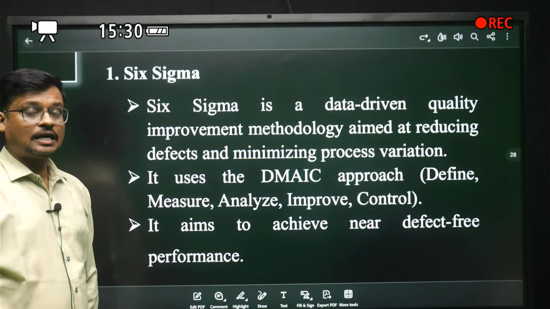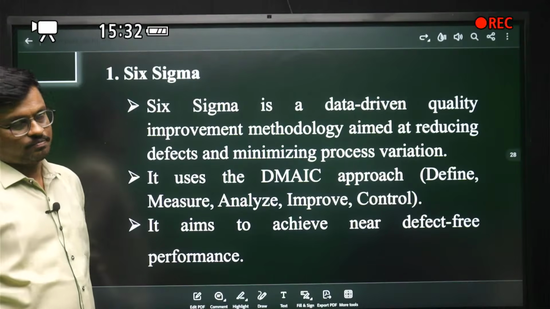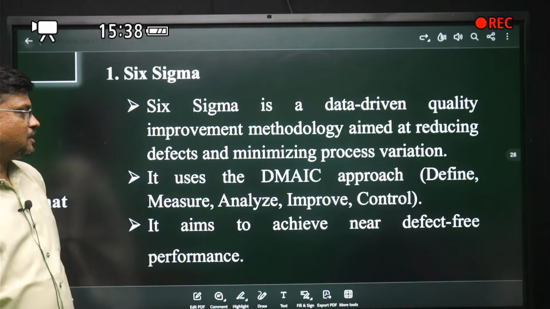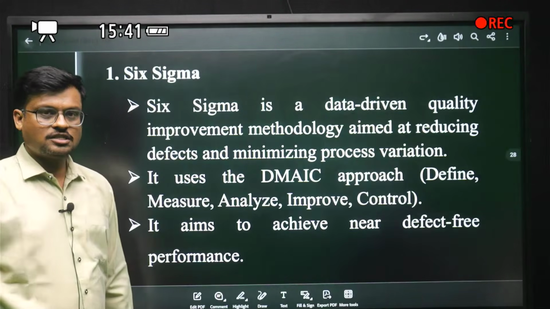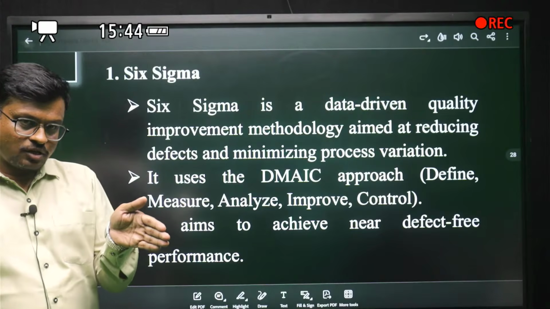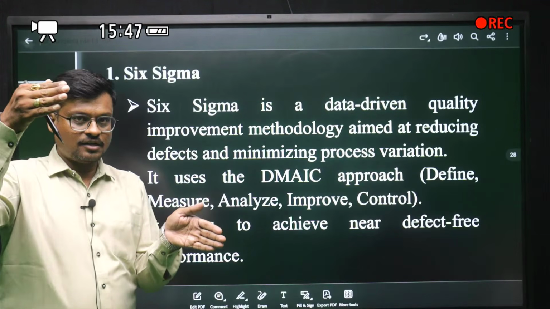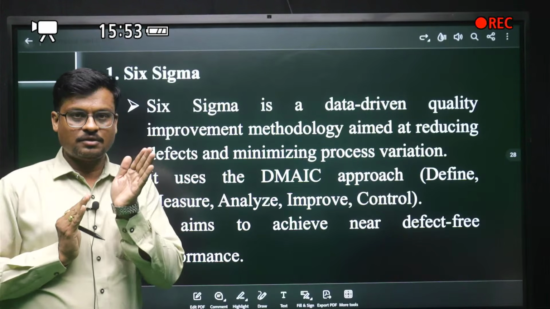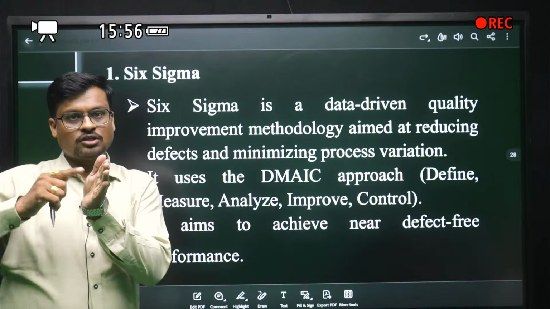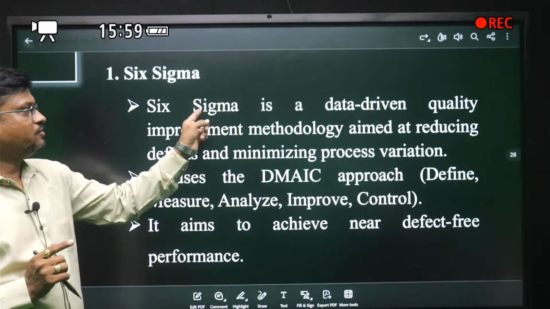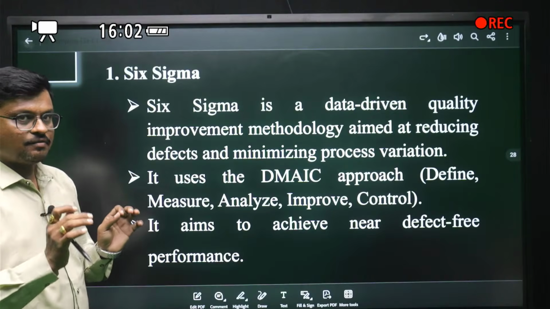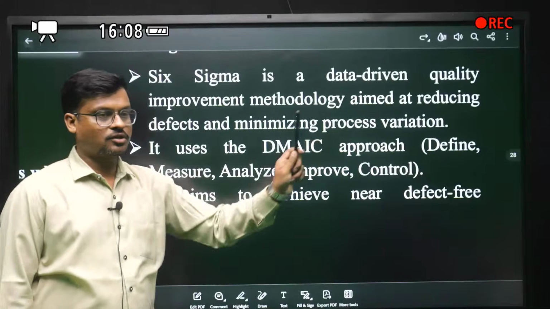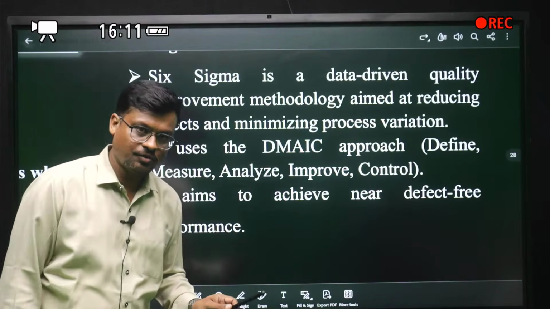Six Sigma is a data-driven decision-making methodology. Six Sigma is a data-driven quality improvement methodology aimed at reducing defects and minimizing process variation. So the performance you are doing and the objectives and goals you defined should be going very close to each other. Your performance is taking your organization's objectives to the goals you planned. That can be achieved with the help of Six Sigma. It is a data-driven quality improvement methodology, so it will reduce the defects and minimize the process variation. Your process is always trying to achieve your goals.